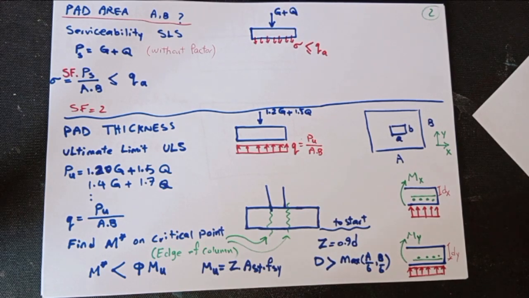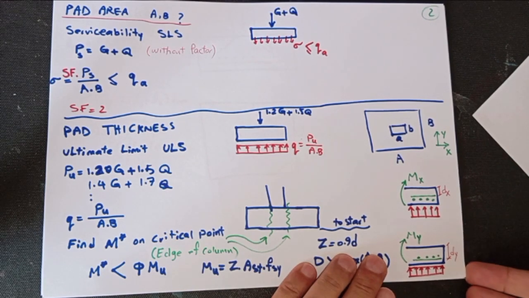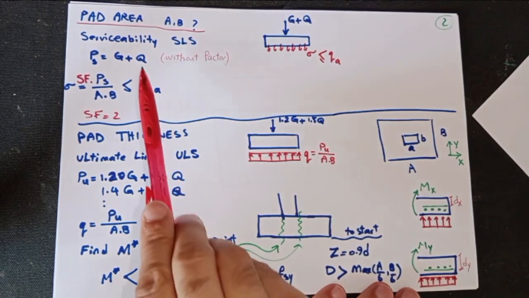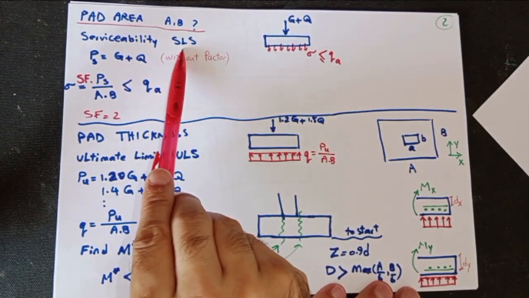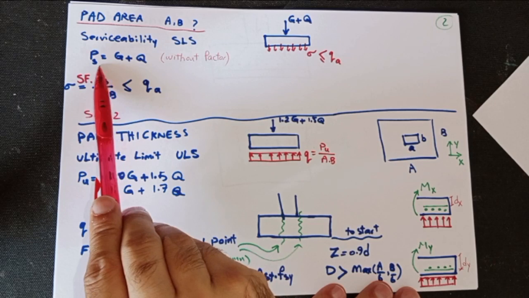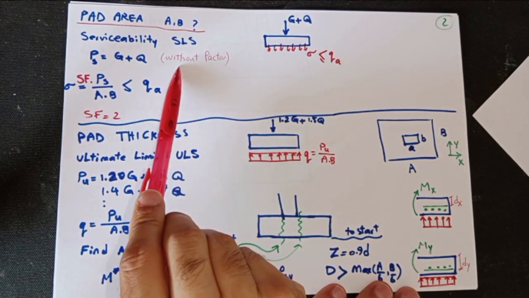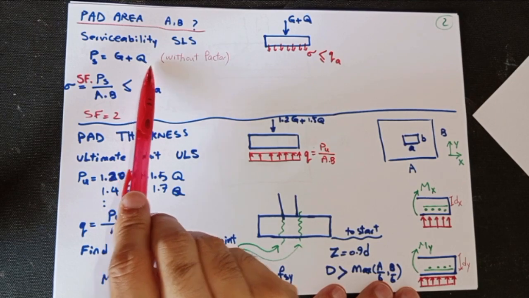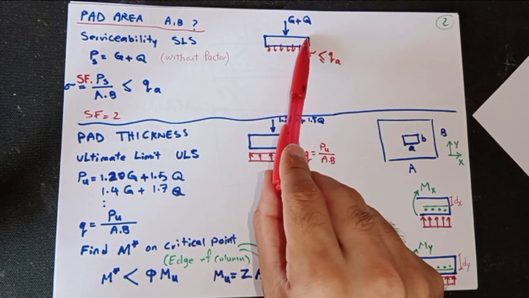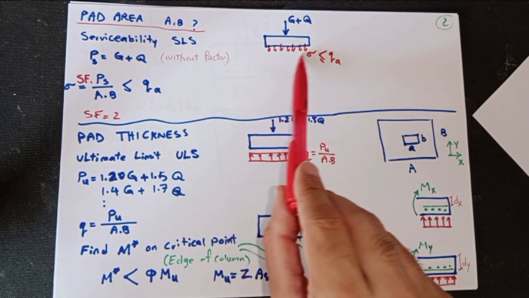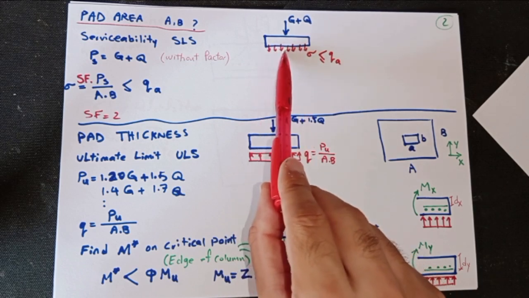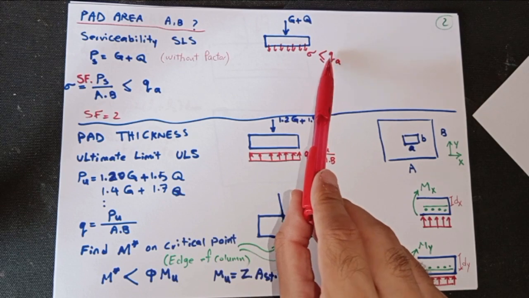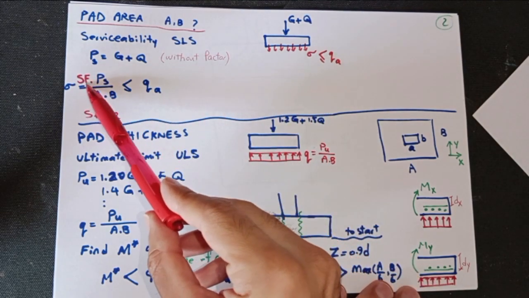So the first one is to design pad area. For pad area, we're going to check serviceability limit state, or SLS. It means that we have loads without factor. It is just G plus Q applied on the pad. It's going to be distributed on the soil, and the stress should be less than the bearing capacity of the soil. But remember, we always have one safety factor.